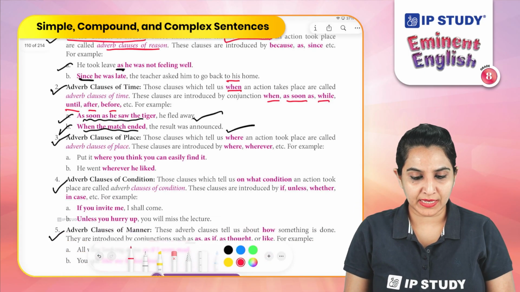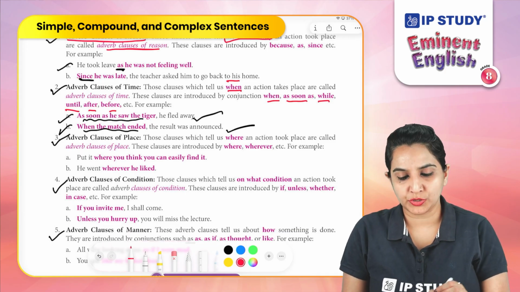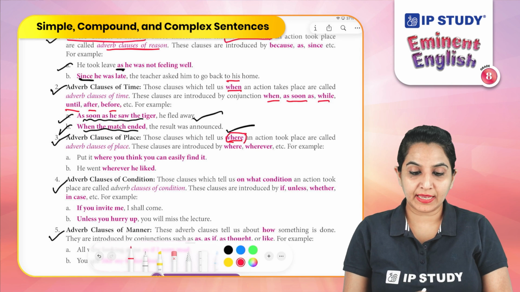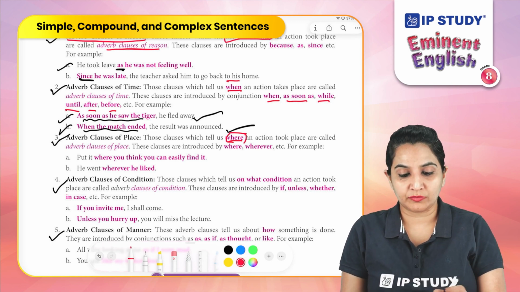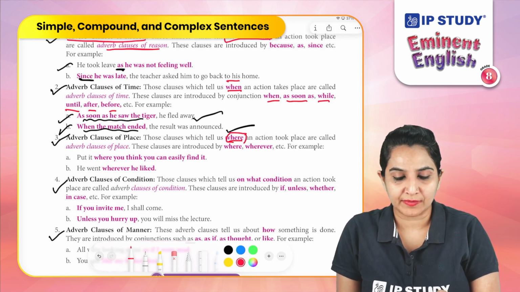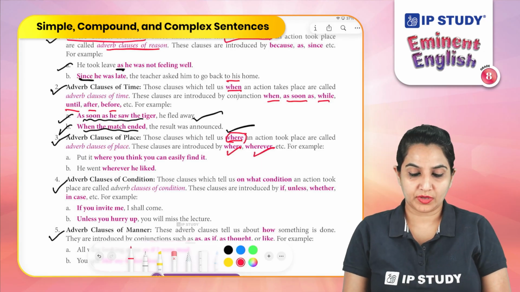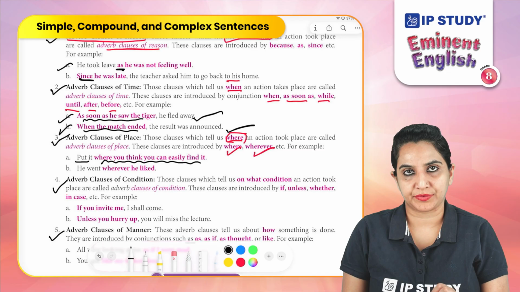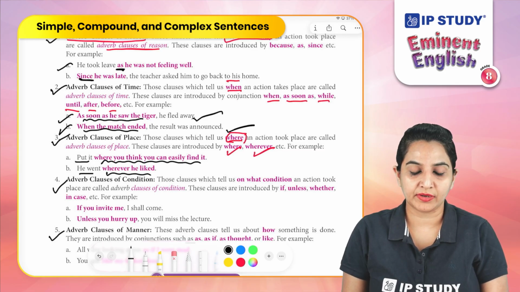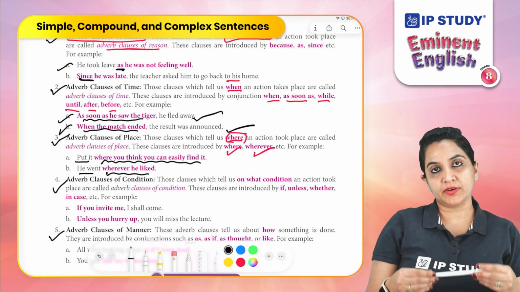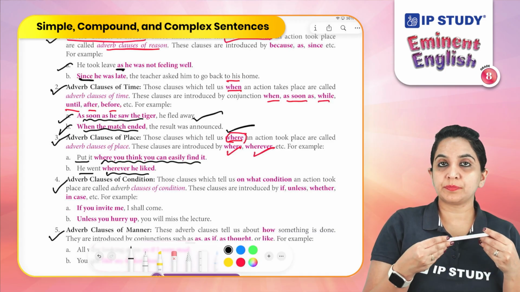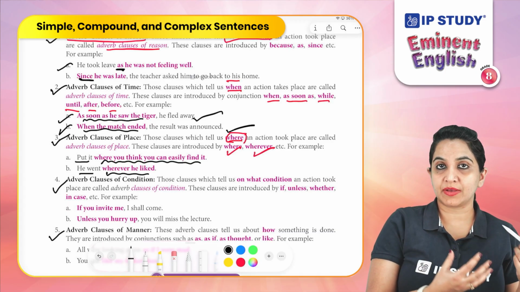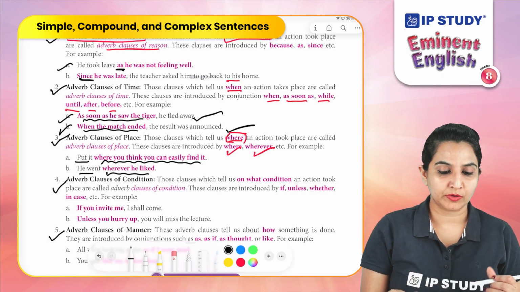Adverb clauses of place, they tell us where an action took place. And they are introduced by conjunctions like where, wherever. So, put it where you think you can easily find it. He went wherever he liked. So when we use where or wherever, we state where something had happened, right? Where the action took place, that is called adverb clauses of place.